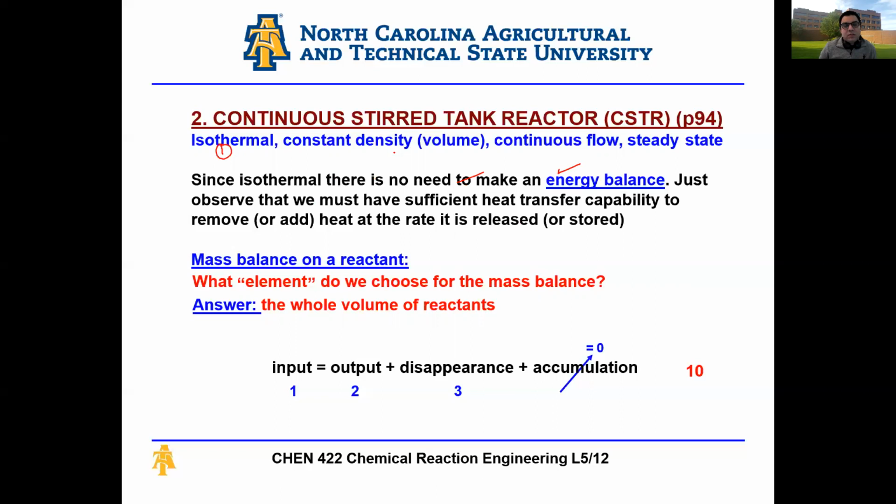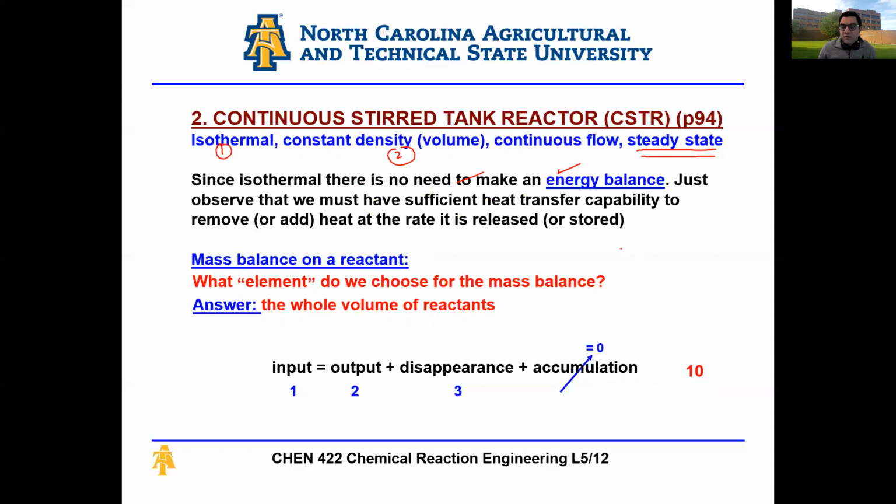Second assumption is constant density. Third assumption, continuous flow. Because it's the CSTR, I have continuous flow. And the fourth assumption we're going to make is steady state, right? So we're not going to derive the performance equation at unsteady state, but this is at steady state. Okay, so the same thing applies: because it's isothermal, we don't need to make an energy balance. And now we need to make a mass balance on this reactor.